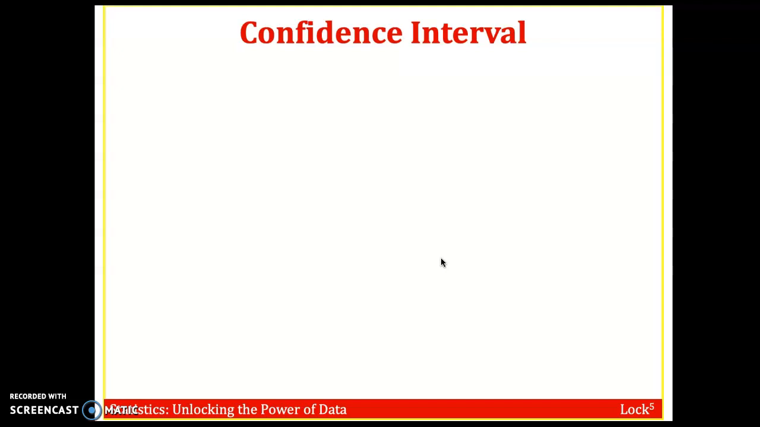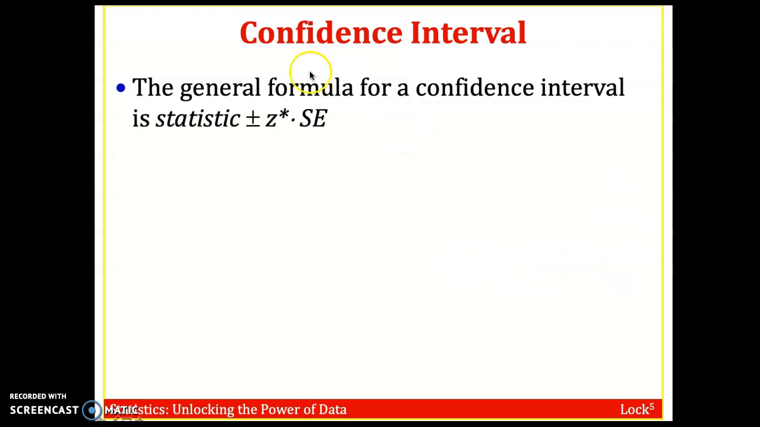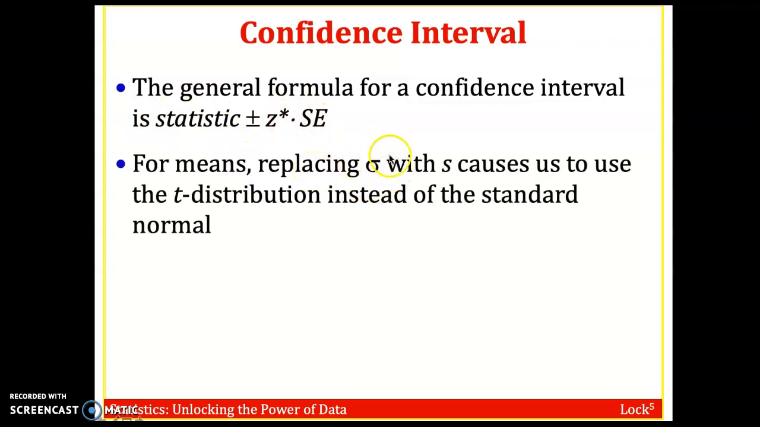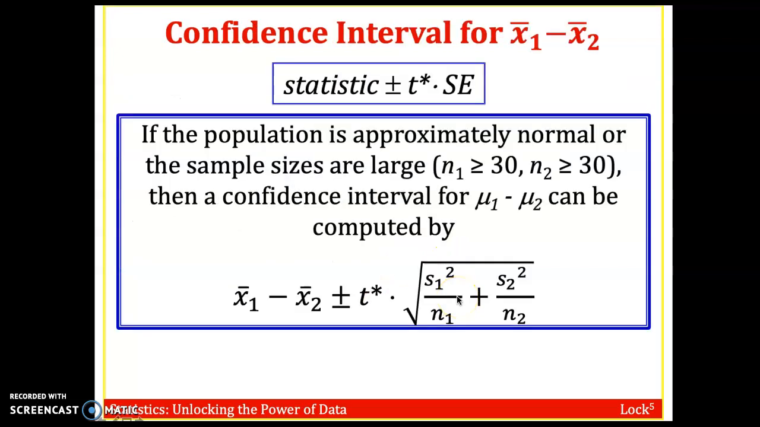For confidence interval, I need to put the formula down here first. The general formula for confidence interval, as always, is your statistic plus or minus z star times standard error. But if we do not know the population standard deviation, we're going to use the sample standard deviation and change that z star to a t star. So when we're looking at means, we take whatever the statistic is, x bar, or in this chapter, x bar 1 minus x bar 2, plus or minus the t star value, which we'll calculate via StatKey, times the standard error formula.